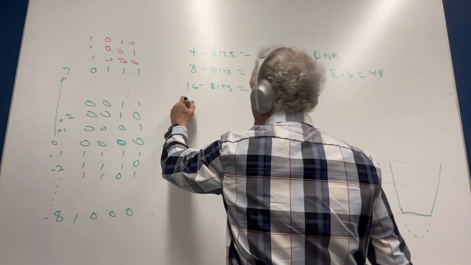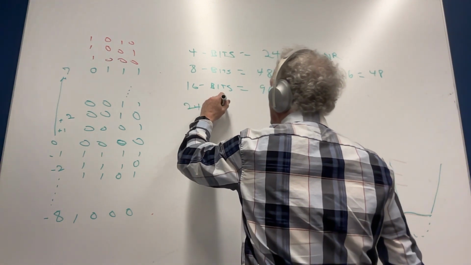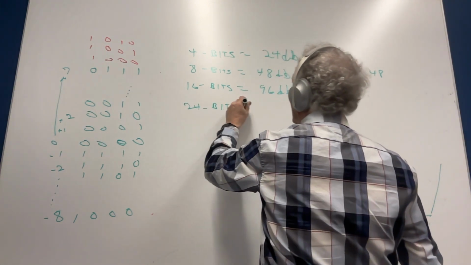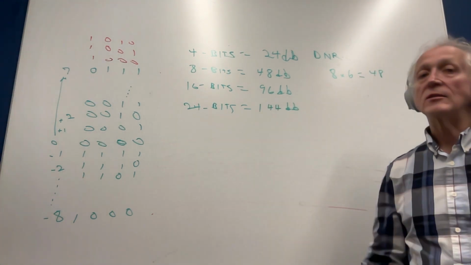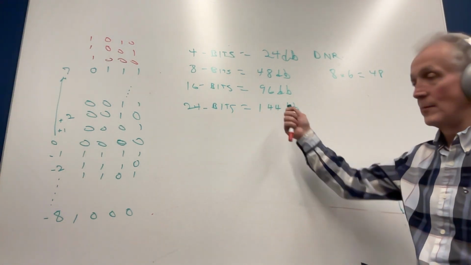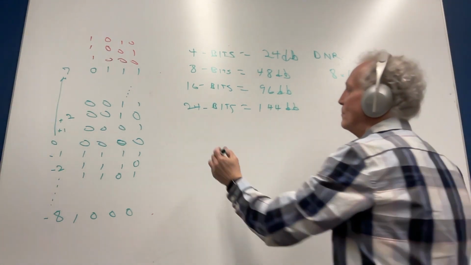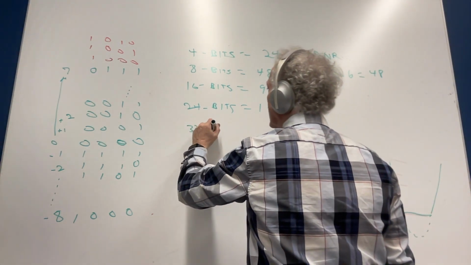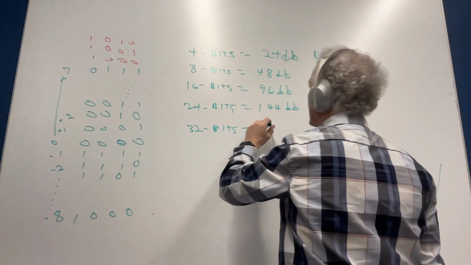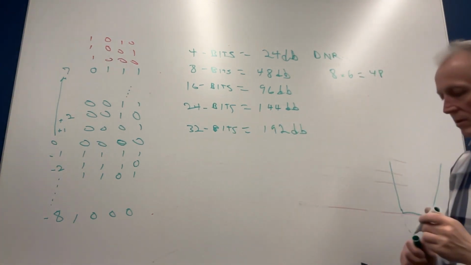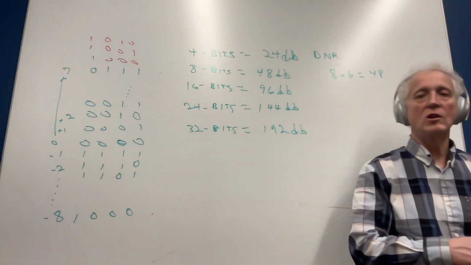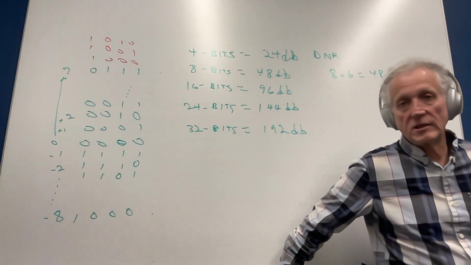So if we go to 24 bits, we're going to get 144 dB. So that's the maximum we're going to get with 24 bits. That's usually a number I have very well memorized. 32 bits, we're going to be 192 dB. Signal, DNR, dynamic range. A theoretical dynamic range.